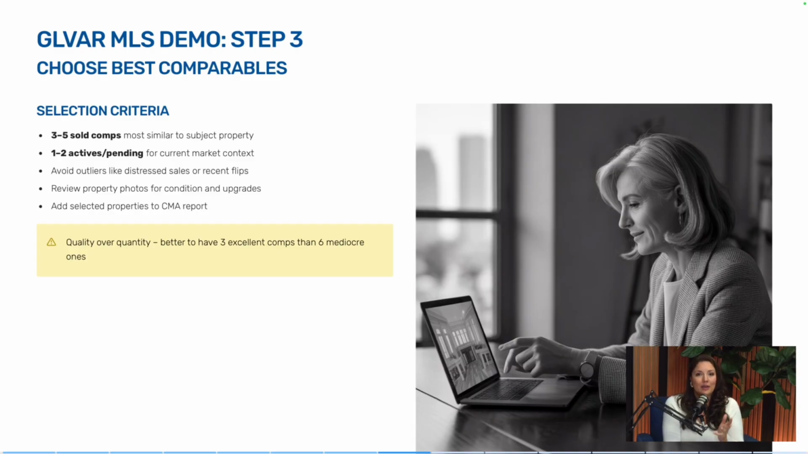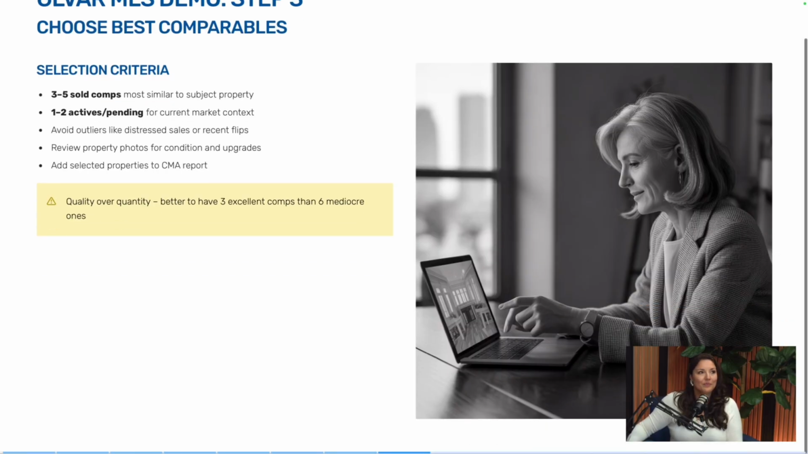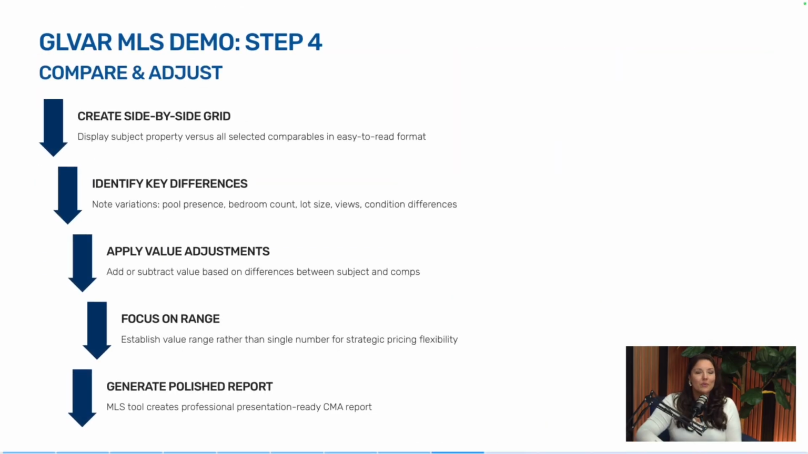And here's a big one. Always check the photos. 2 homes can look identical on paper, but one could be fully remodeled while the other is completely original. And so after that, I add the best comps into my CMA tool, which we'll go over here in a bit. So we're going to go over the exact selection process when I jump back into the MLS in a moment. All right, so next I want to talk about comparing and analyzing.